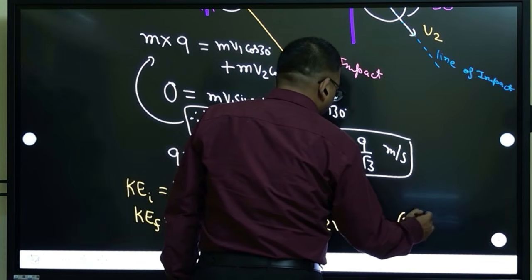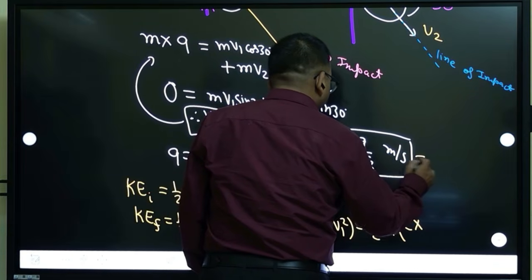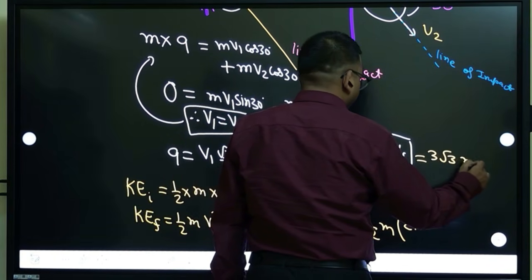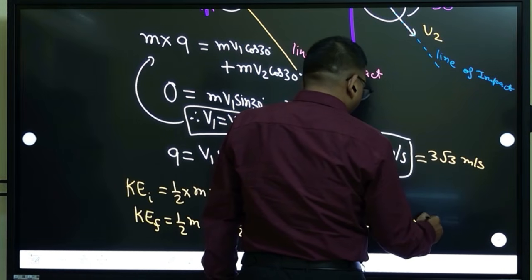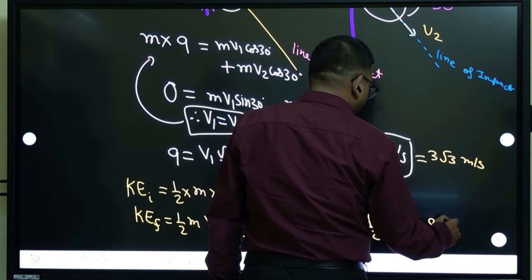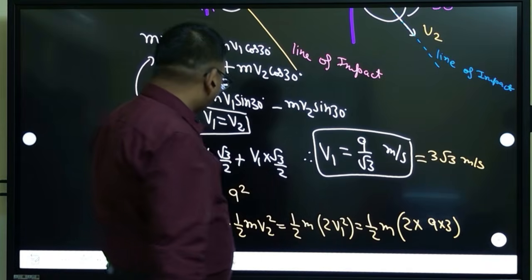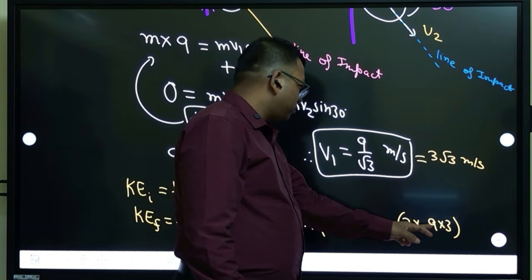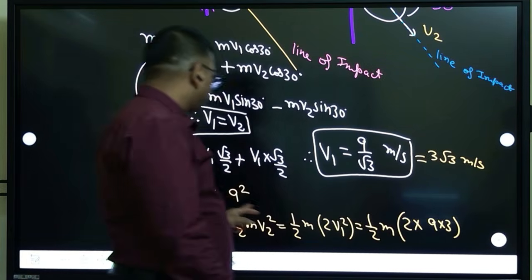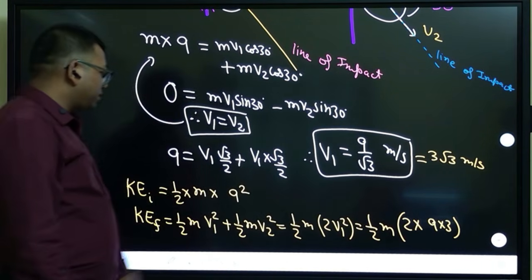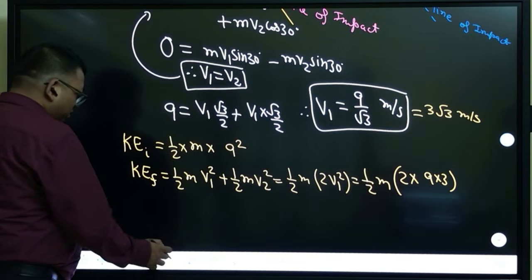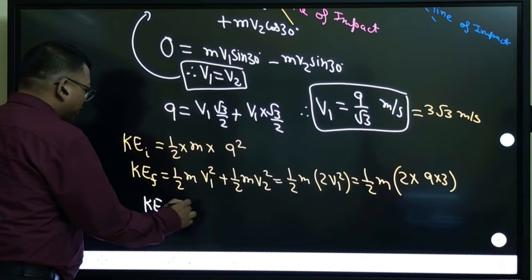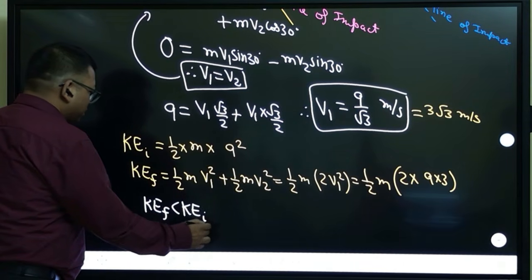So substitute v1, and maybe you can simplify a little bit. V1 is 9 by root 3, which is 3 root 3 meters per second. The square of this will become 9 into 3. So that has become half m 9 square, and half m 9 into 6. 9 into 6 is 54, this is 9 square, 51. So kinetic energy has decreased, it is not conserved. When final kinetic energy is less than initial kinetic energy, kinetic energy is not conserved. That is what we can say. Clear?